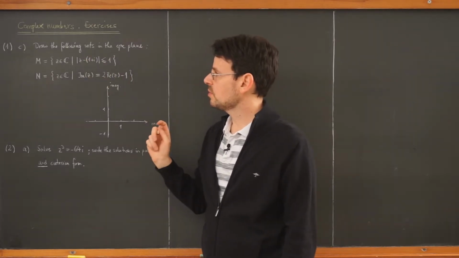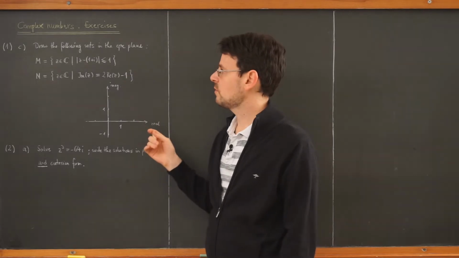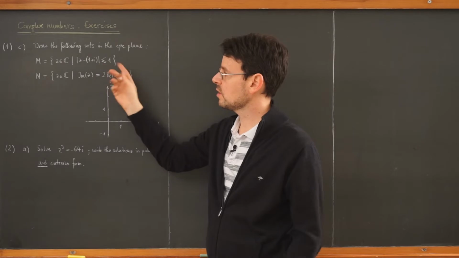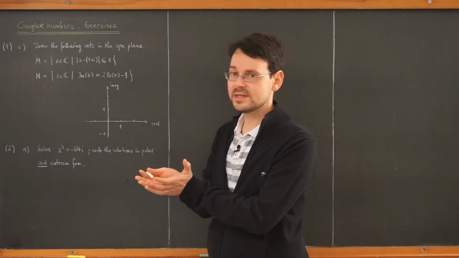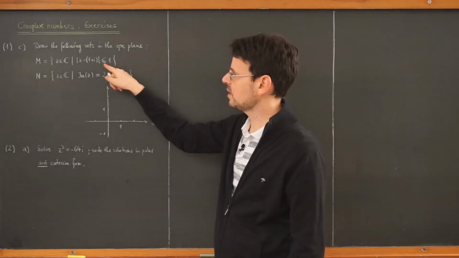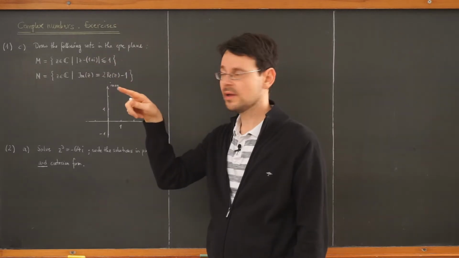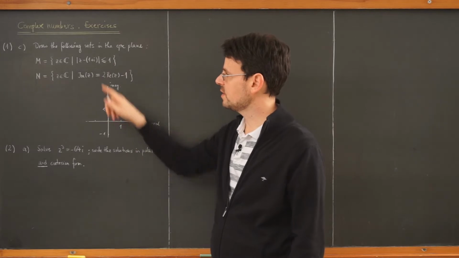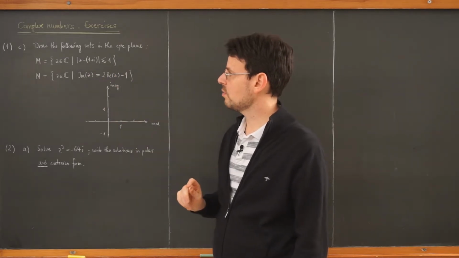Now the first should be obvious if you ever saw one of these before, because this is simply a circle. No, better, it's the whole disk. If I would have an equal sign here, it would be a circle. And here less than or equal to means the whole disk with center 1 plus i.